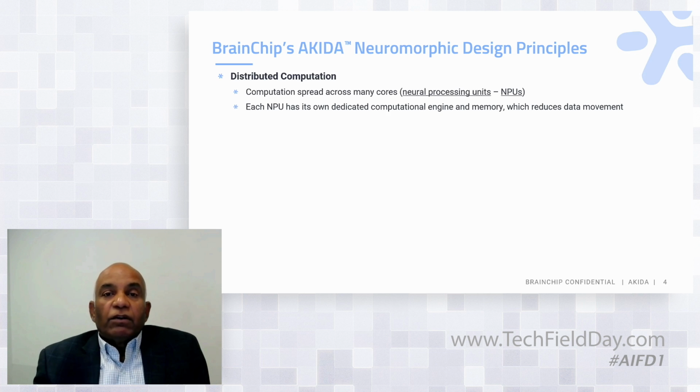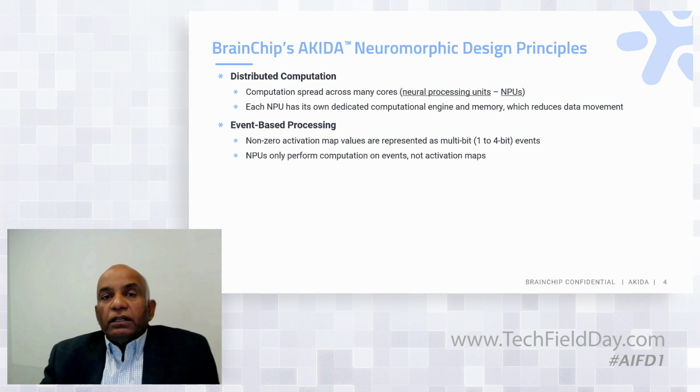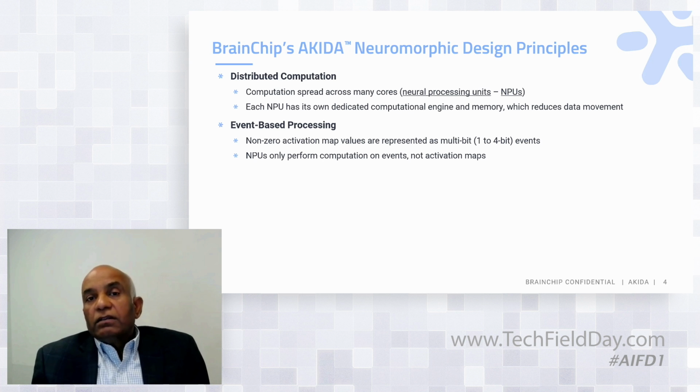So what we do is we took some principles from neuromorphic computing. The first thing is distributed computation. If you look at our brain, there are 88 billion neurons and 100 trillion synapses. But each neuron has its own memory for the computation, and they compute independently. We do something similar. We distribute the computation over multiple NPUs, neural processing units. They have their own memory and their own compute engine, so they can process events.